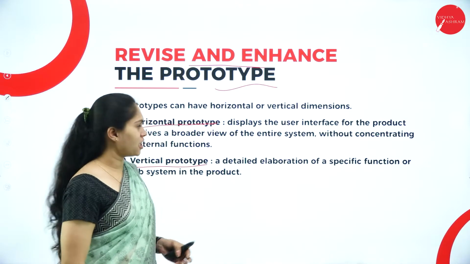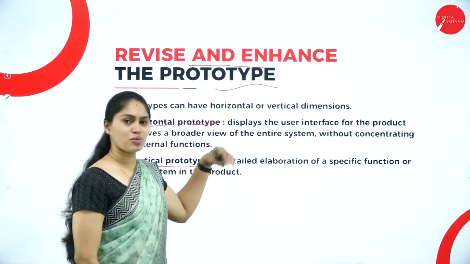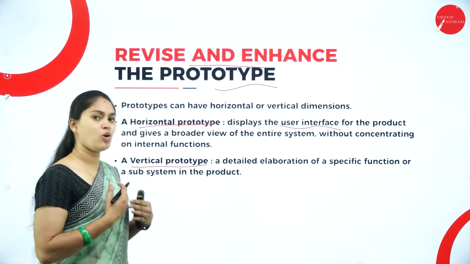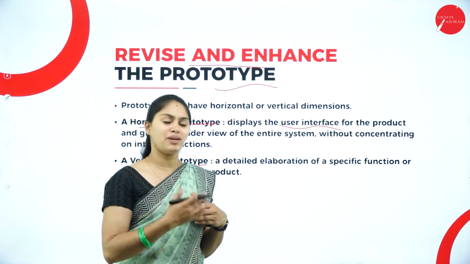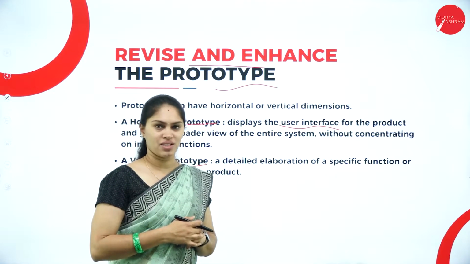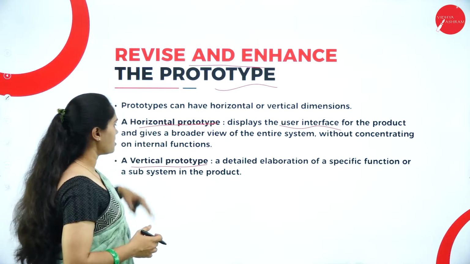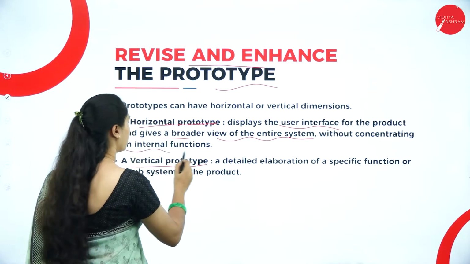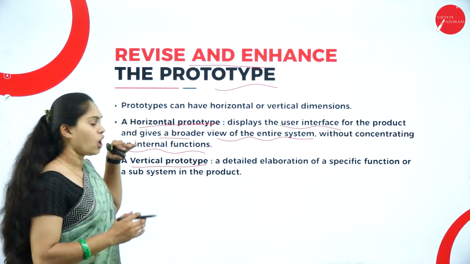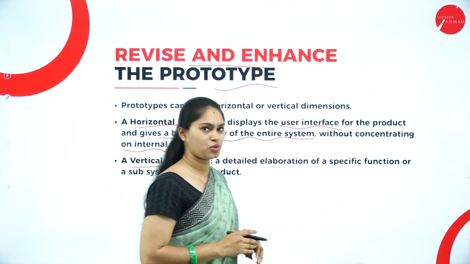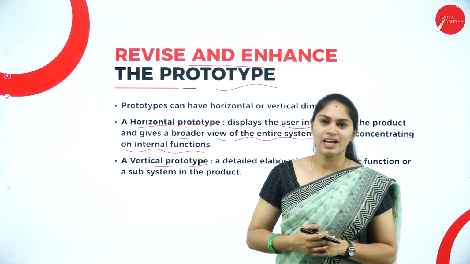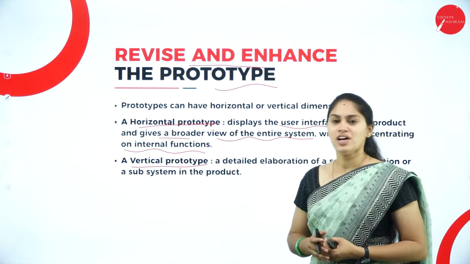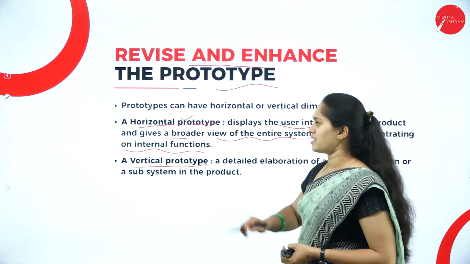In the horizontal prototype, they mainly focus on the user interface for the product, how it needs to look and what type of interface we must have. So the focus is on a broader view of the entire system without concentrating on the internal functions. They only look at the user interface and won't bother how it will work in terms of functionality. That is the horizontal prototype.